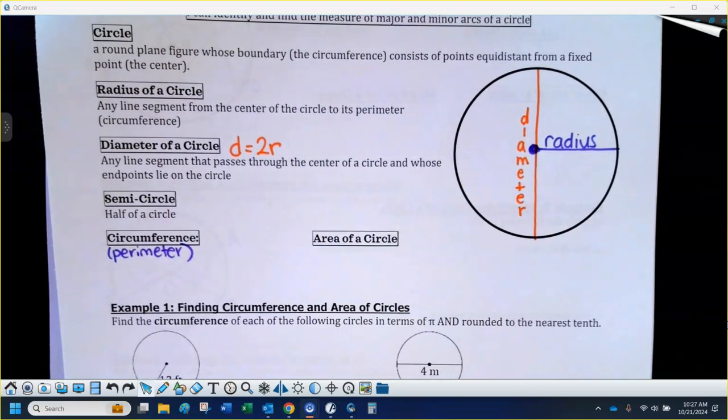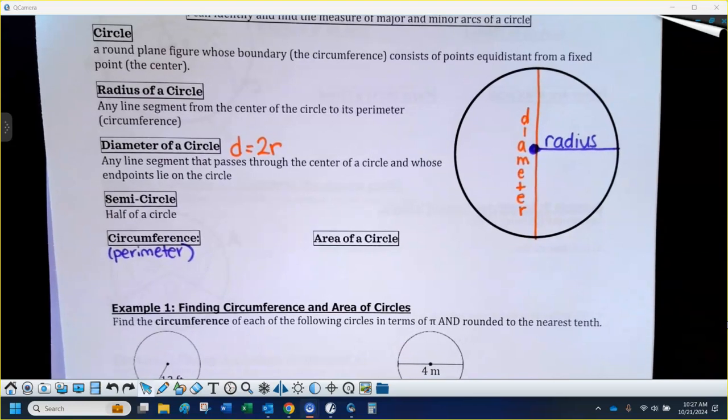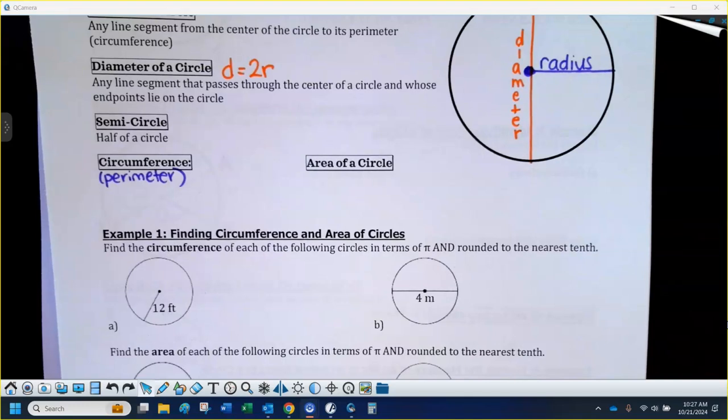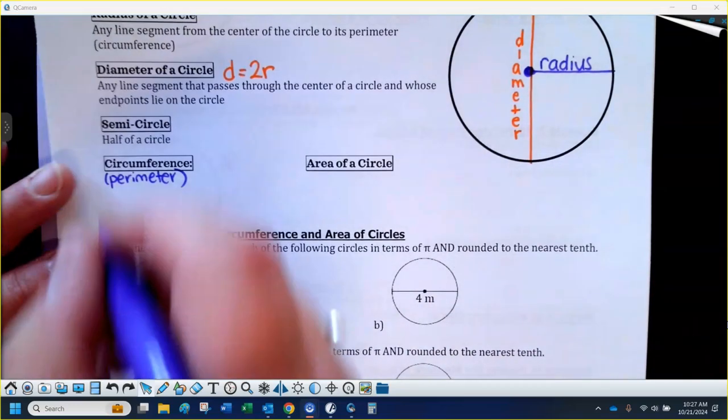It's specifically called a circumference for a circle. Does anybody know a formula for how to find the circumference of the circle? Does anybody remember it? There's actually two different formulas you can use. Anybody know? It involves pi. Yes, no, maybe? Okay, if you don't remember, I'm going to write two formulas here.